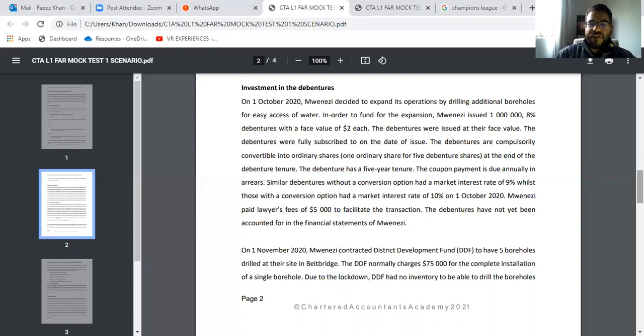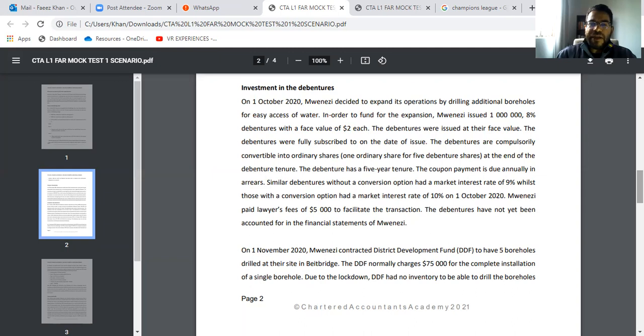The debentures were issued at the face value. So if it was issued at the face value, it means that the cash we received is the face value. So it's basically debit bank, money came in, face value, which is 1 million debentures at $2 each, which is 2 million. If you remember the financial instruments master class I had, whether it is a financial asset or a financial liability, at initial recognition, you must recognize it at fair value. So we'll have to have a look whether face value is fair value. The debentures were issued at their face value. The debentures were fully subscribed on the date of issue.